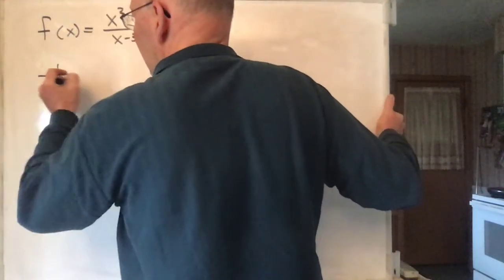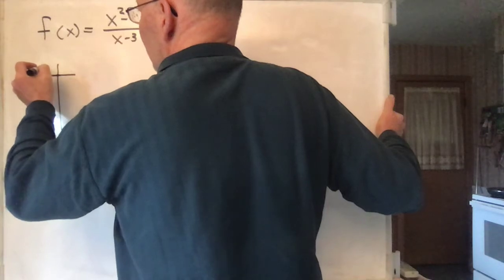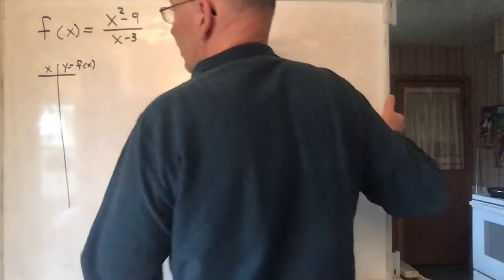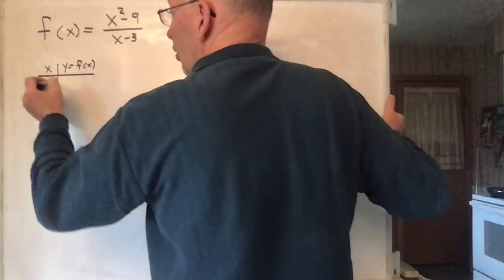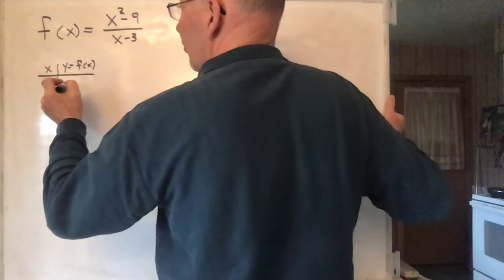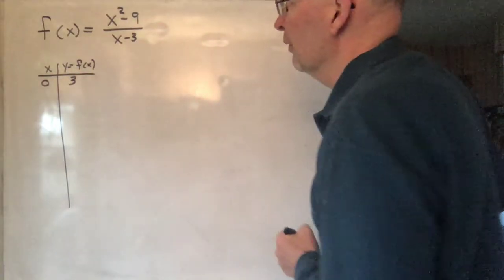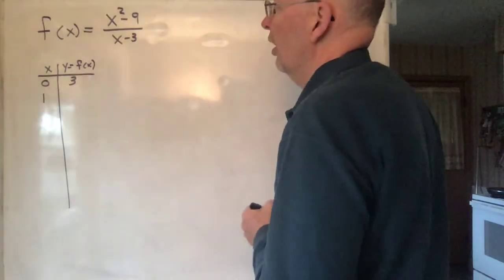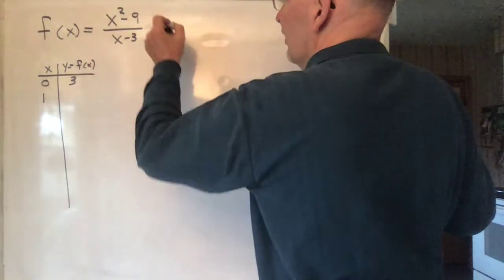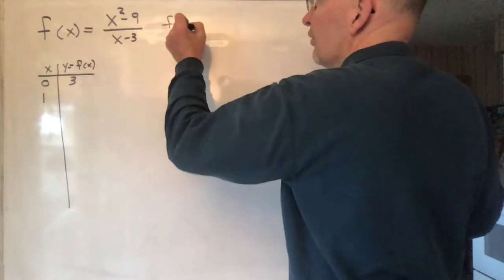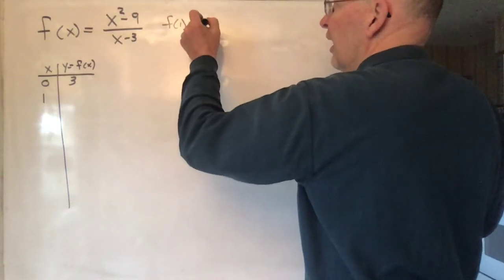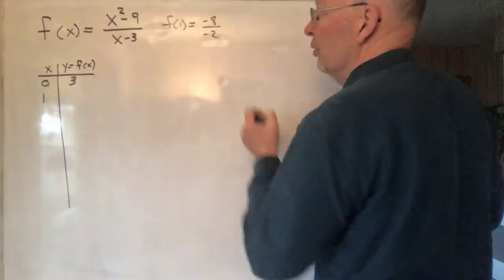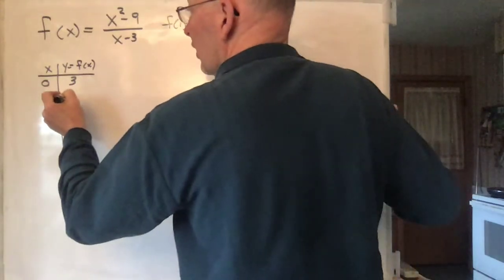And so you can throw different values in, let's just put in some values. Here's x, and here's y is equal to f of x. So you put in 0, and you get what? 3, it looks like. 9 over negative 3 is 3. Put in 1. Let's see, what's f of 1? F of 1 is going to be 1 minus 9, which is negative 8. And 1 minus 3 is negative 2. So negative 8 over negative 2 is 4.